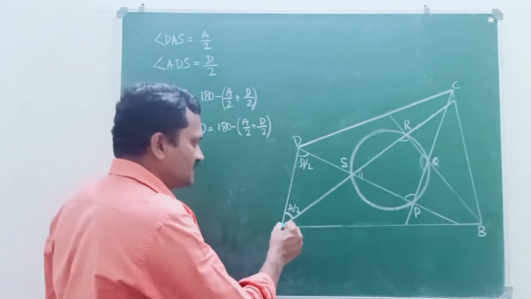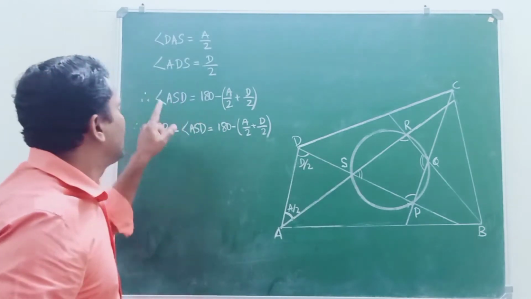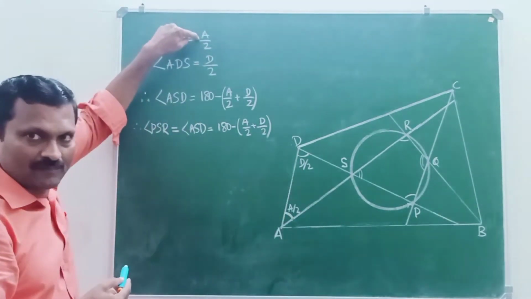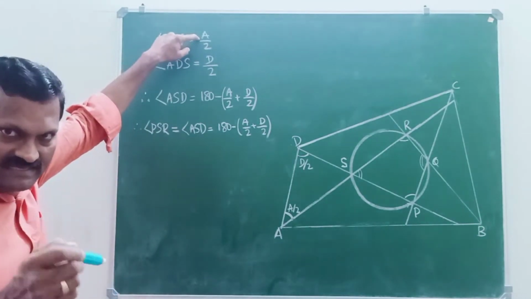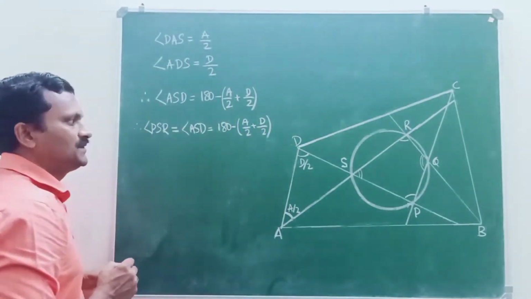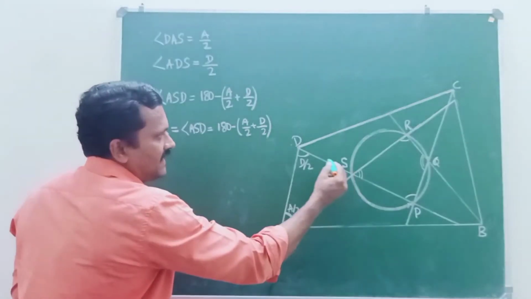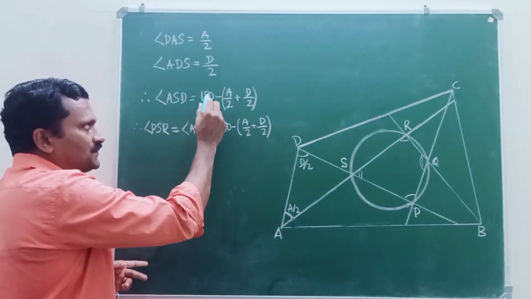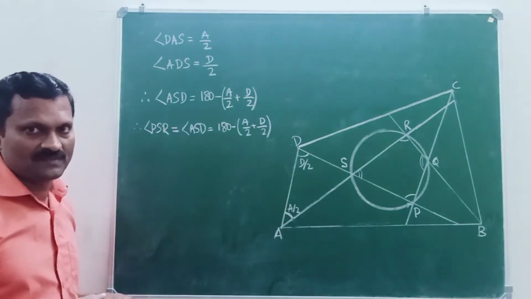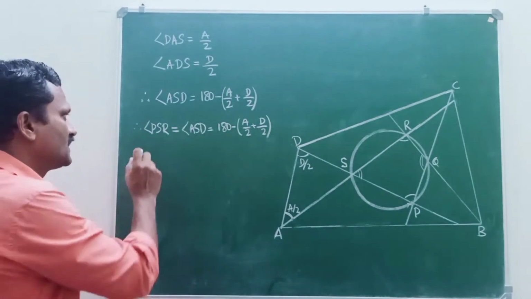That is, in triangle ASD, see the triangle ASD. Angle DAS equals A by 2, we have already discussed this. Angle ADS equals D by 2. Therefore, the third angle ASD is equal to 180 minus (A by 2 plus D by 2), since the sum of the angles in a triangle is 180 degrees.